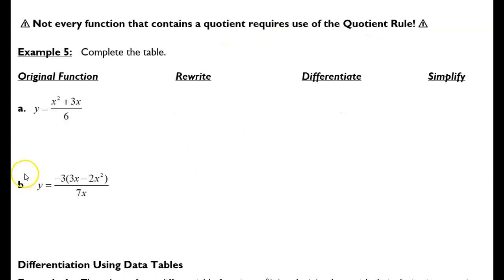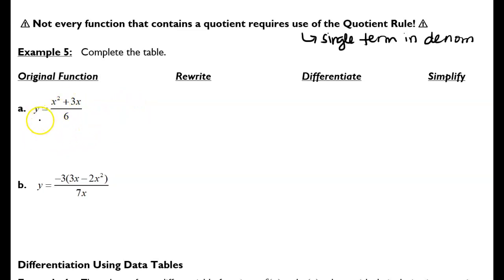One important thing to note is that not every function that contains a quotient requires use of the quotient rule. Doesn't mean that you can't use the quotient rule, it just means that it might be overkill. So the way that you can tell that you don't have to use the quotient rule is if you have a single term in the denominator. This could also work if you just have a constant in the numerator, but we'll get more to that later.